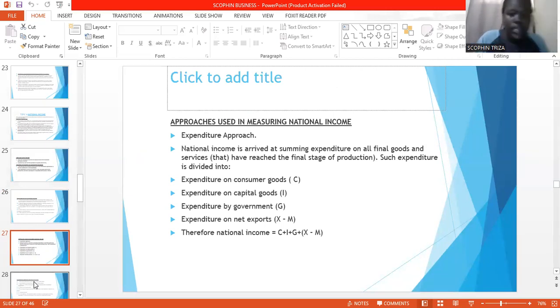Now, these approaches, like for instance, the expenditure on consumer goods, the symbol used for it is C, and the expenditure on capital goods, the symbol for it is I, and then the symbol for expenditure on net export is X minus M. Now, therefore, how do we calculate the national income? To calculate the national income, you'll have to add the expenditure on consumer goods plus the expenditure on capital goods plus the expenditure by the government. And then you add it to the expenditure on the net export. Now, on the net export, the symbol for it was X minus M.